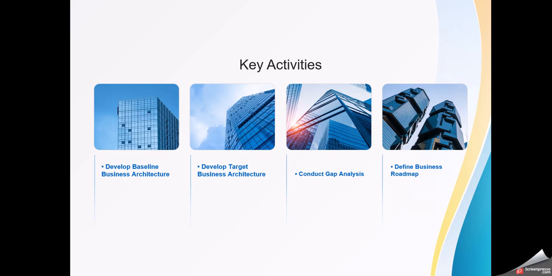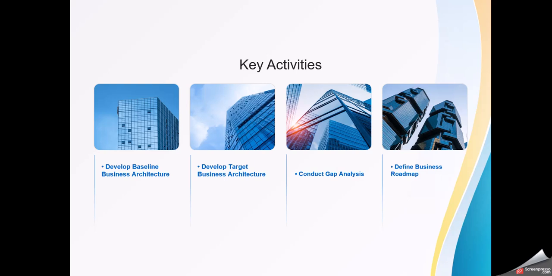So what are the key activities performed in business architecture? That is phase B. Develop baseline business architecture. So you need to understand what your current business is, and you need to develop a baseline business architecture for the same. Then the target business architecture. So you need to develop a target business architecture. So that will be like an assumed one. So that will be like a state where you want to achieve. So that time you have to develop.